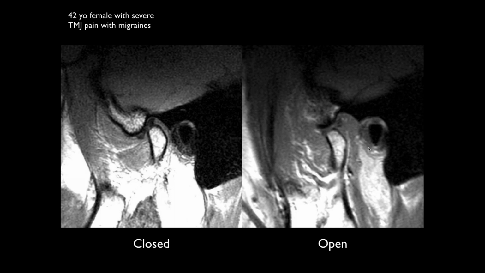Okay, here's a 42-year-old female with severe temporomandibular joint pain and also migraines. I mean, what do you think? So, closed and open view. On the closed view, the disc looks abnormal signal there. Well, this is actually pretty normal. There's normally a little bit of inhomogeneous signal intensity within the disc.